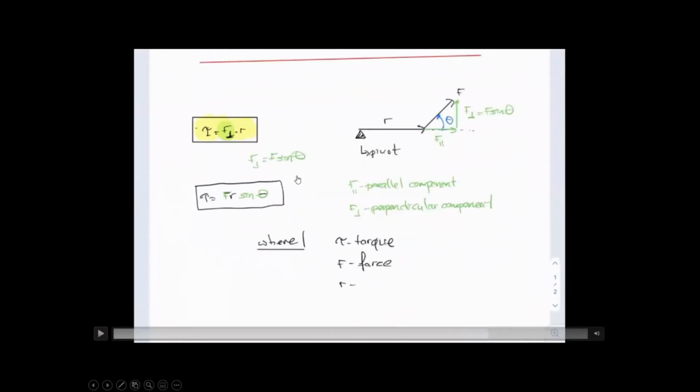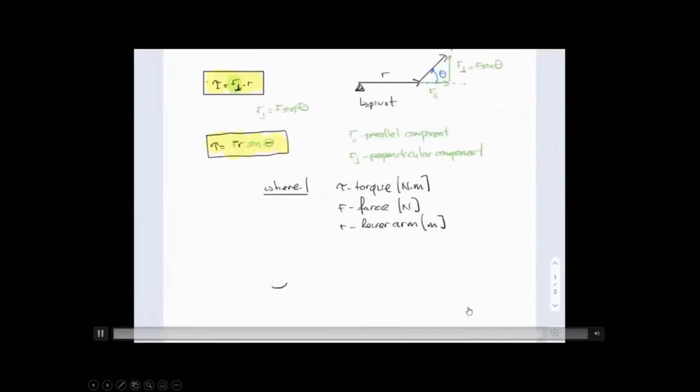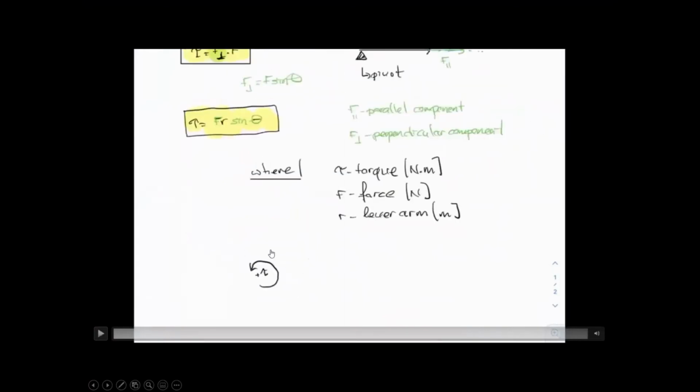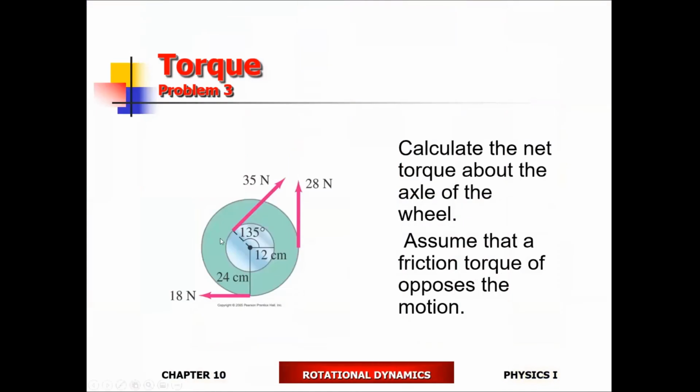So this is the generic formula. Whether it's sine or cosine is going to depend on the geometry. That's what I'm getting at. Counterclockwise twist is going to be positive. Clockwise twist is going to be negative.